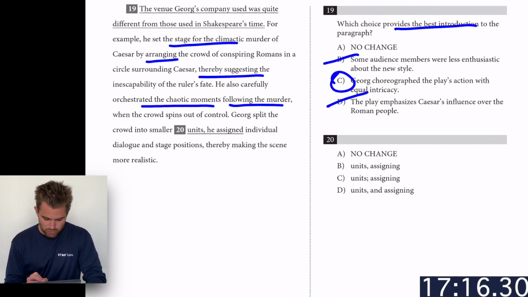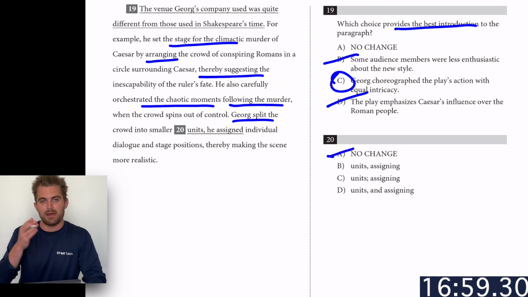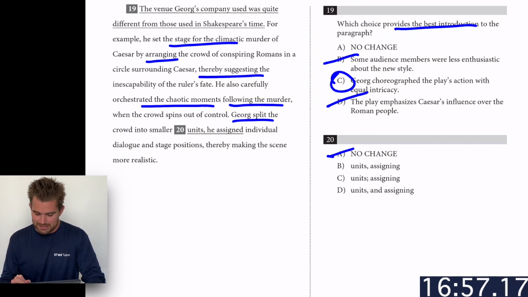Let's see. George split the crowd into smaller units. He assigned individual dialogue. So that's a full sentence. George split the crowd into smaller units. That's an independent clause. He assigned individual dialogue and staging positions. So that can't be just a comma. It could be comma and, but that doesn't look like it, because assigning is different than and he assigned. So that's out. Okay, so then this is a semicolon.